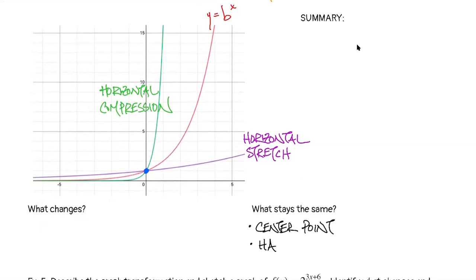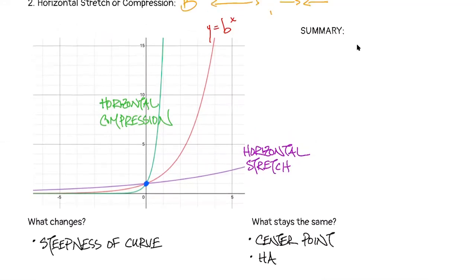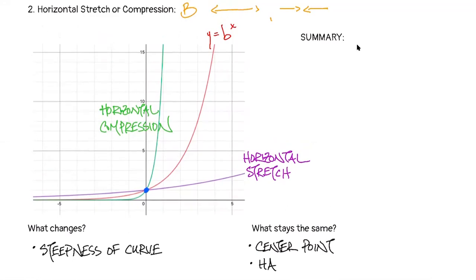But what changes is maybe not so much the shape, but we can sort of refer to it as the steepness of the curve, okay? So we can see that the green one is more steep than the red one, and that the purple one is less steep than the red one, okay? So when we're thinking about what changes or summarizing that, we could say that when B is greater than 1, we end up with a compression. So all the horizontal ones are the opposite of what you think they are. And when B is less than 1, we've got a stretch. Okay.